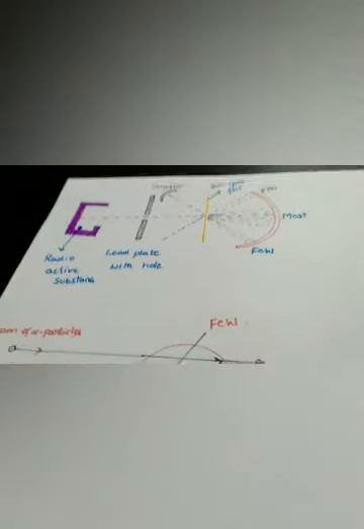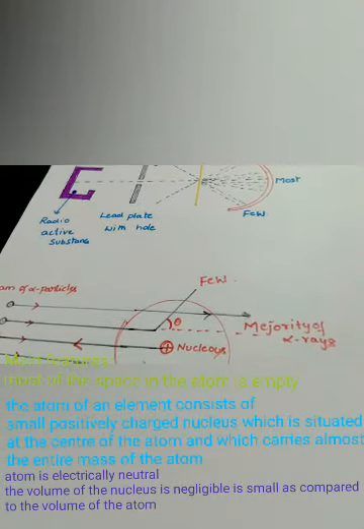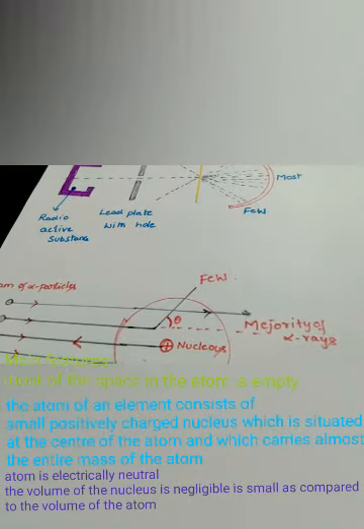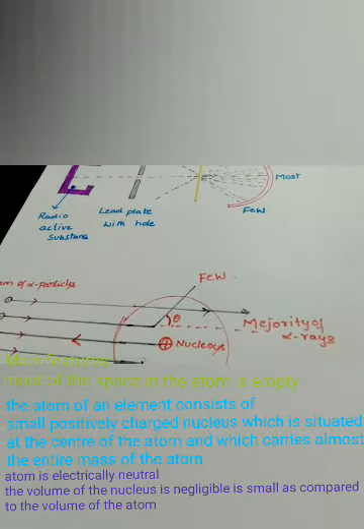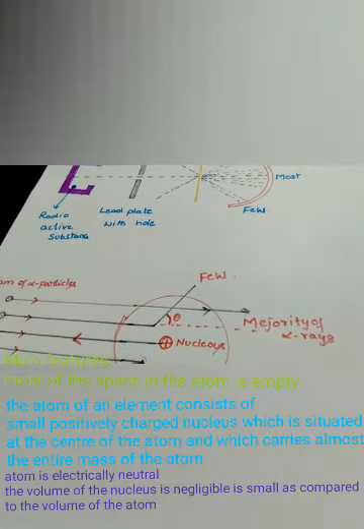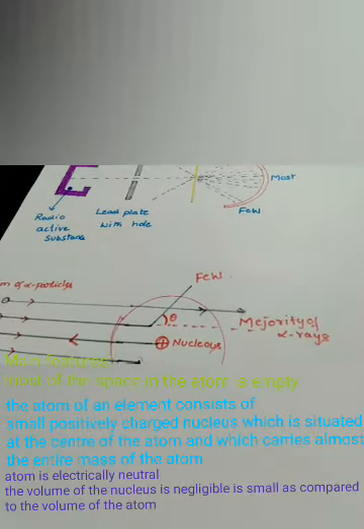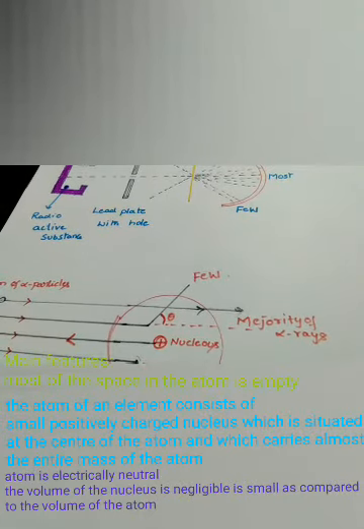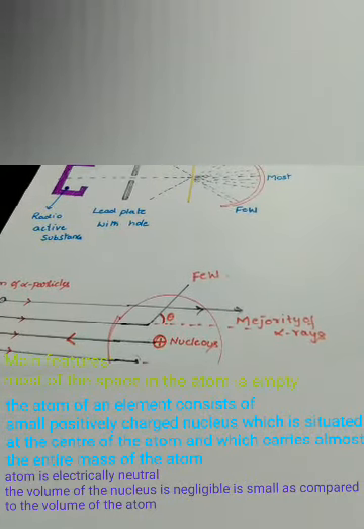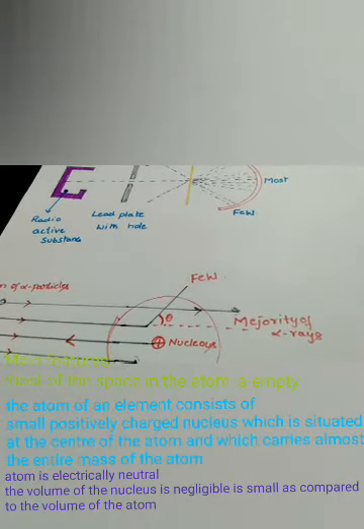The main features of the Rutherford atomic model: the atom of an element consists of a small positively charged nucleus, which is situated at the center of the atom and which carries almost the entire mass of the atom. And the next one is that the electrons are distributed in the empty space of the atom around the nucleus in different concentric circular paths called orbits.